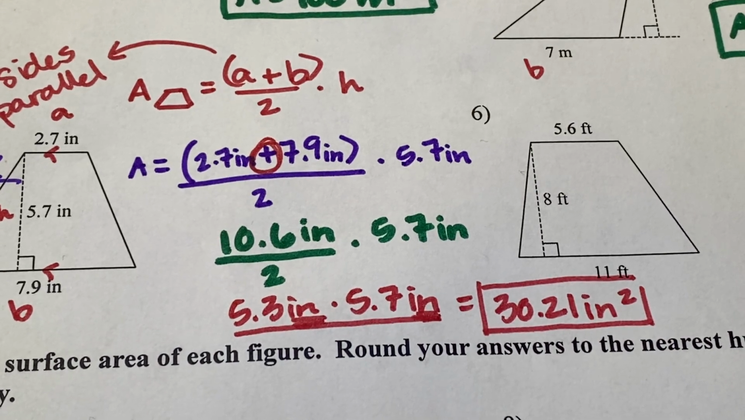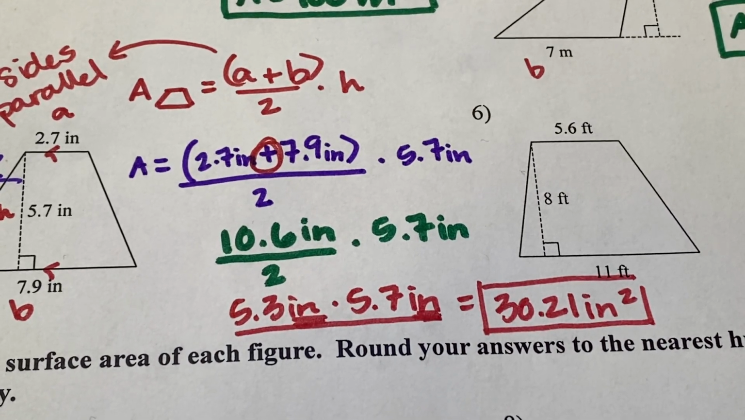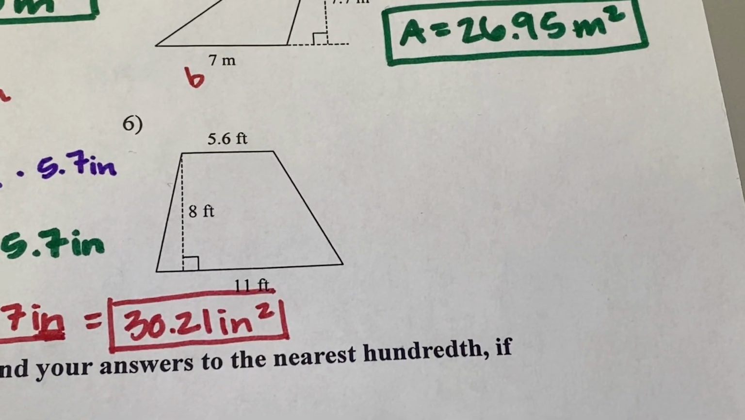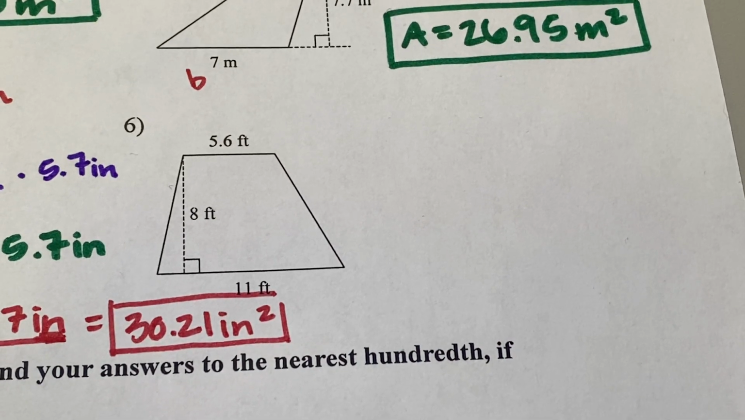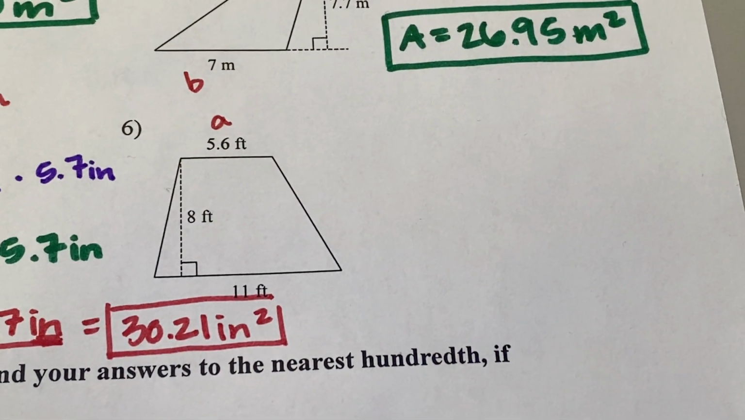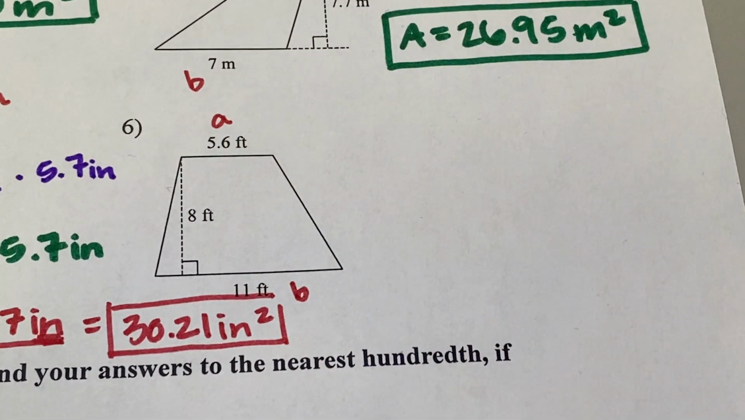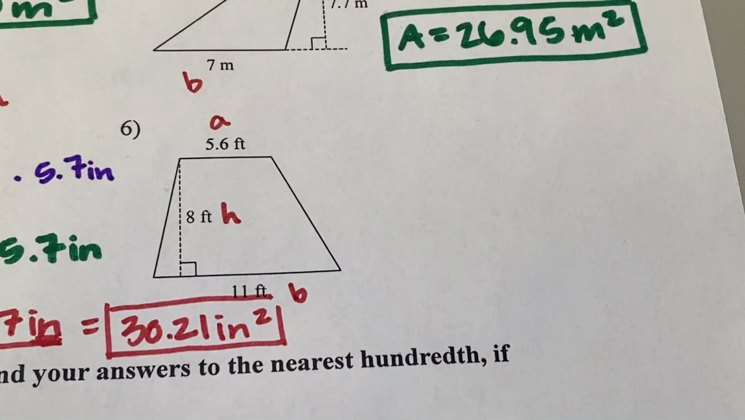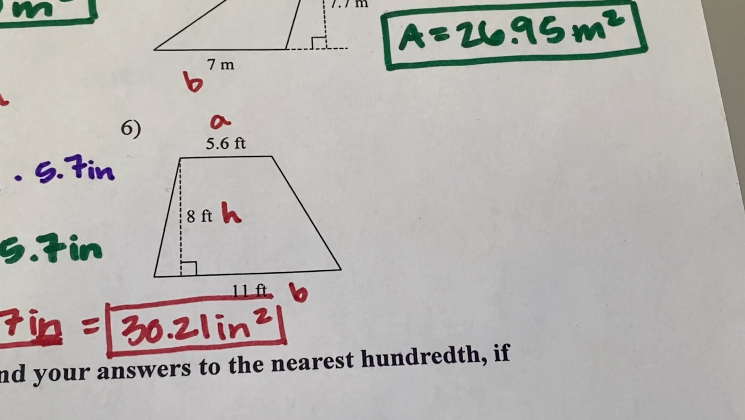Awesome. Let's go ahead and try number 6. Again, it's a trapezoid. So now tell me, I need A, B, and my height. What's my A here, Donovan? 5.6. Yep, that's my small side. What's my B, my big side, Kaylee? 11. And then what is my height? 8. Beautiful. That's going to be an important step on your assignment, just identifying which one's A, which one's B, which one's your height.